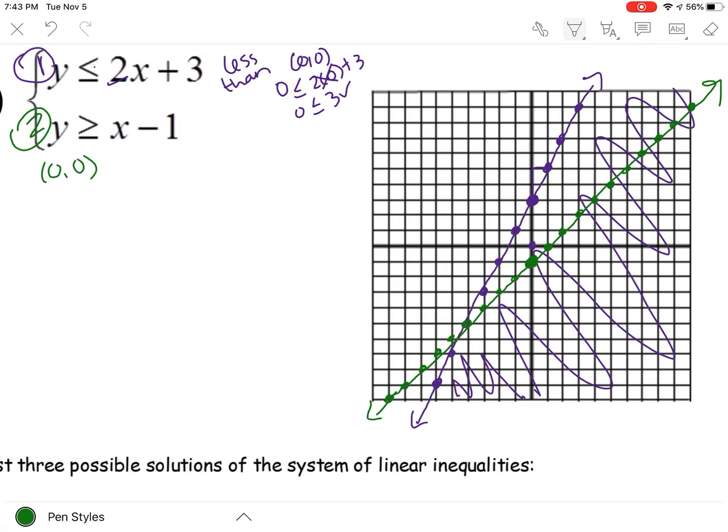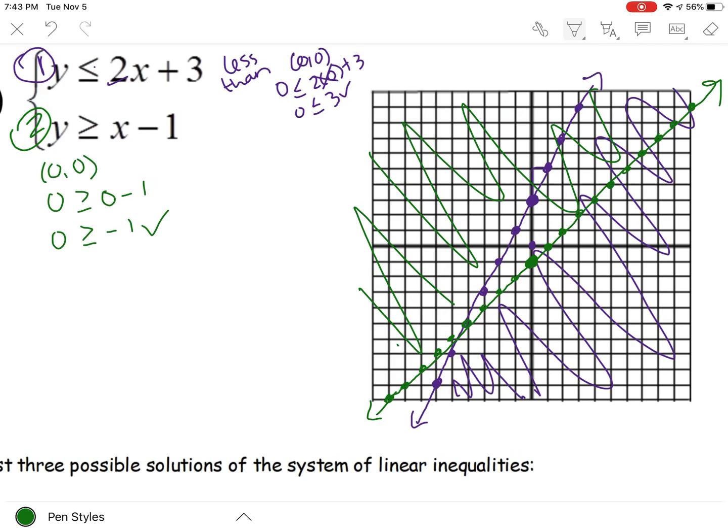But if we're not sure where above is, we could always take a test point. Since our line isn't on the origin, we could test 0, 0. If our line was ever passing through the origin, we would not be able to use that as a test point. You can only use points that are not on your line as test points. Our test point says 0 is greater than or equal to negative 1. That's true, so we would shade everything that is above the green line.